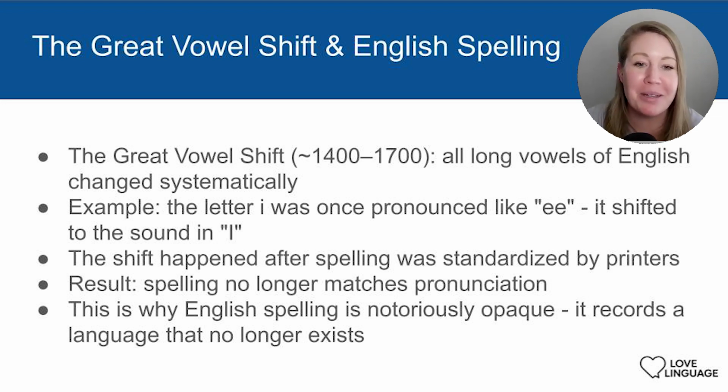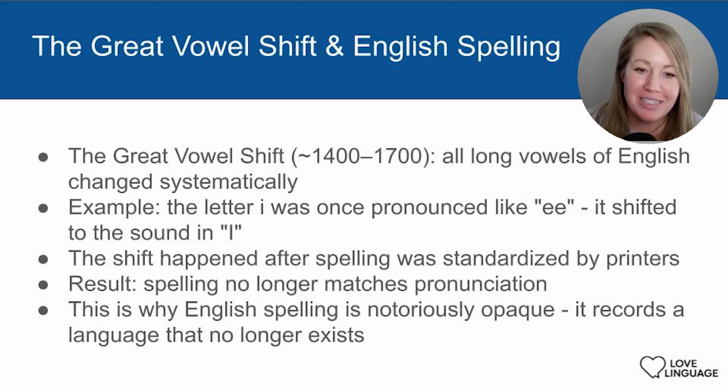So here's the problem. By the time the shift was well underway, Caxton had already standardized English spelling in print. And the spelling froze, but the pronunciation kept moving. So now we have a written system that records how English used to sound and not how it sounds today. And so the spelling is essentially a fossil record of the original sound system. That's why the word bite has an I in it, even though it's pronounced with the vowel in the word I, as in eyeball. Because when the spelling was standardized, the letter was still being pronounced as E. The letter stayed, the sound moved on without it.